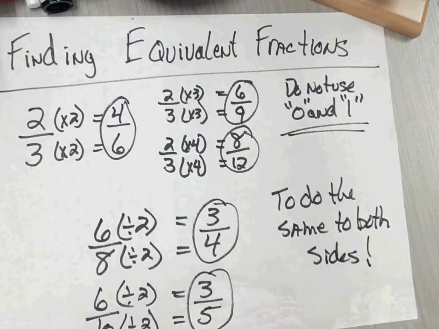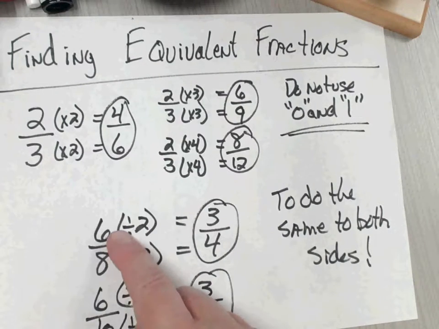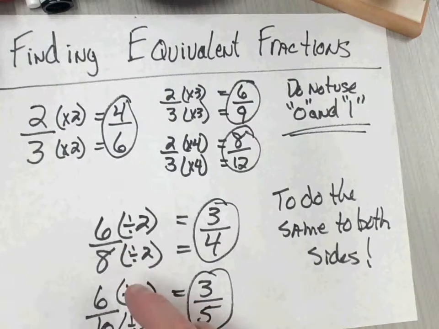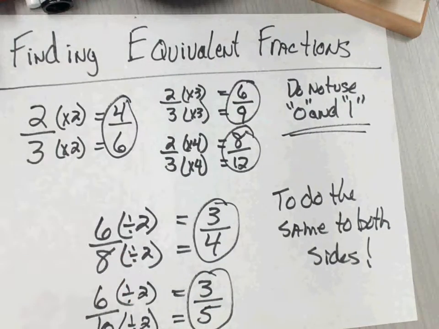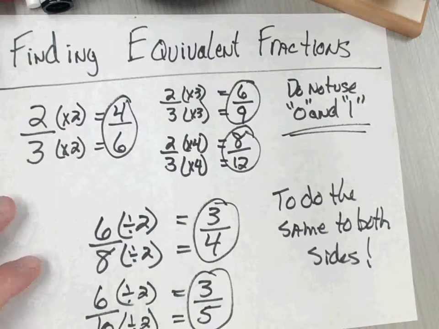Just like having a brother and sister, if you buy one brother a cookie, you better buy the other sister a cookie or someone's going to be mad. So in this case, whatever you do to the numerator, you have to do to the denominator, and the same thing, whatever you do to the denominator, you have to do to the numerator.